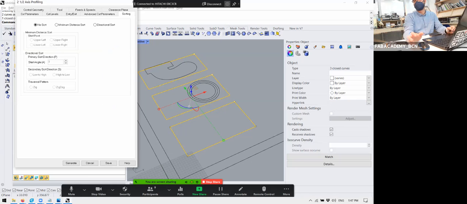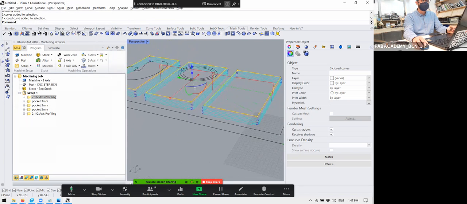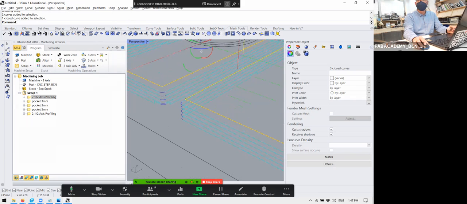Sorting. You can say, okay, take the shortest order of cutting. Or none, it will choose the order I have selected the vectors. Generate, and it's doing it. You see, actually, he just put a bridge here. This is a really bad place to put a bridge.